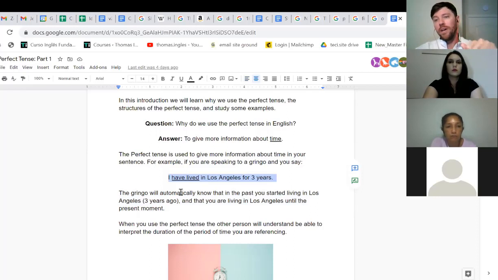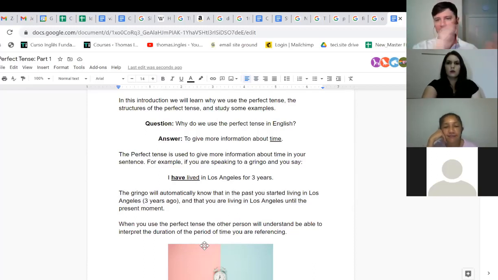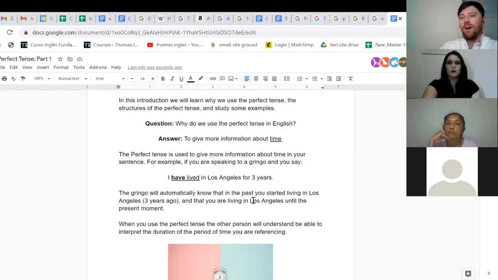And you will know it's the present perfect tense because have is in the present. So when you see the verb either have or had, if it's have, then we're using the present perfect tense. If it's had, o passado, como tive or tinha, that's the past perfect tense. E vamos falar sobre a diferença em minutinho. So that's the first idea, is that we use the perfect tenses to give more information about time. E quando você usa, a outra pessoa vai entender sobre o tempo que você está descrevendo por causa da forma do perfect tense que você usou. Okay?